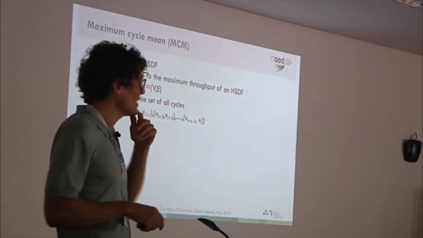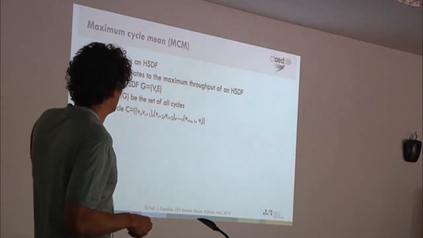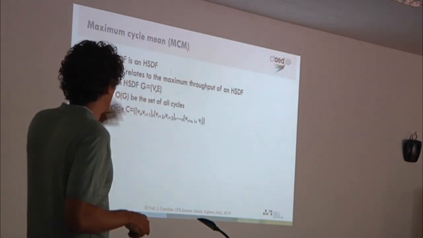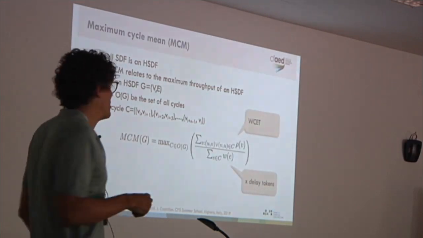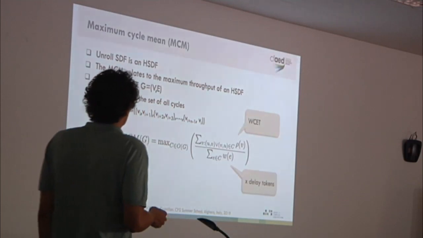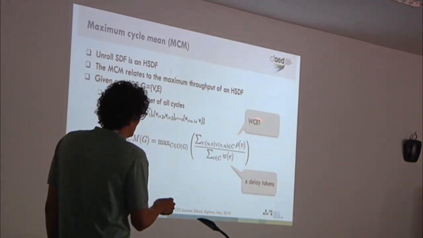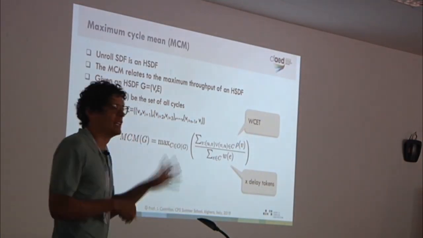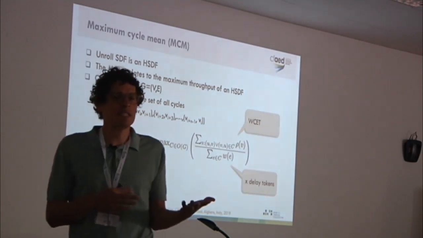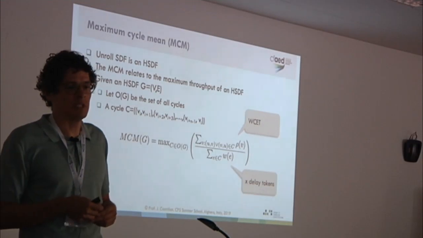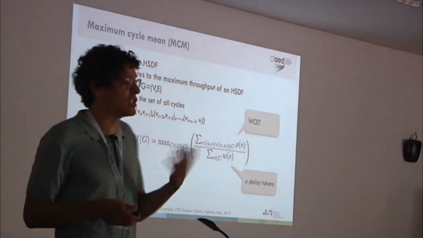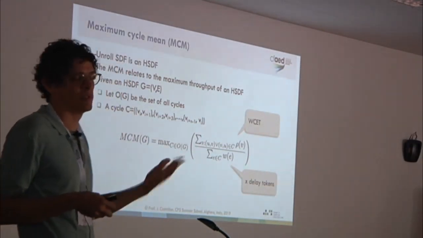Okay, and going further, this thing is called HSDF, and if you have this HSDF, there is a formula with which you can compute at least a bound on the throughput that the network can achieve if you know these rho values, which are the worst case execution times. So there is a formula that gives you a bound on the maximum throughput that this graph could produce if you have cycles in the graph, which is also very interesting for real-time systems.